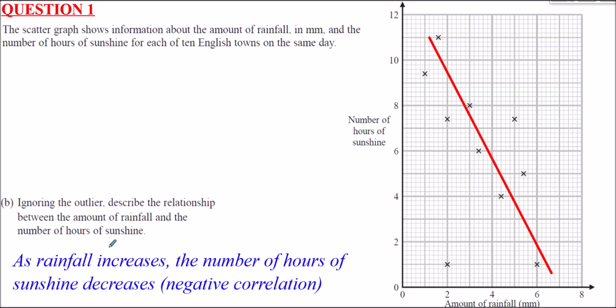As rainfall increases, the number of hours of sunshine decreases. Then in brackets, I've just put here, you could have just said negative correlation. You could have also said something like, as rainfall decreases, the number of hours of sunshine increases. The same thing essentially, just said the other way round.